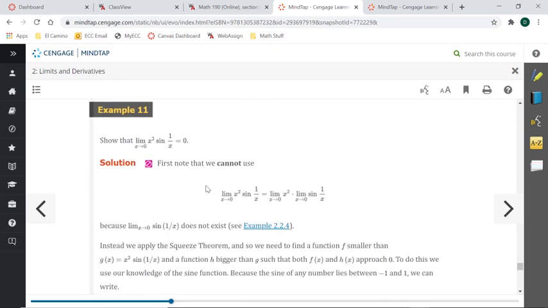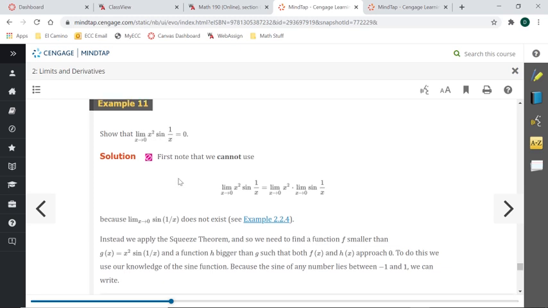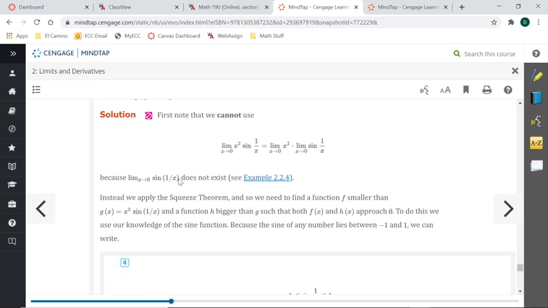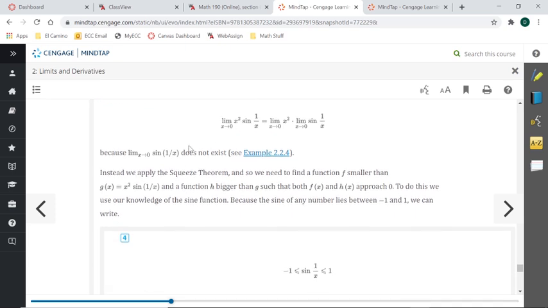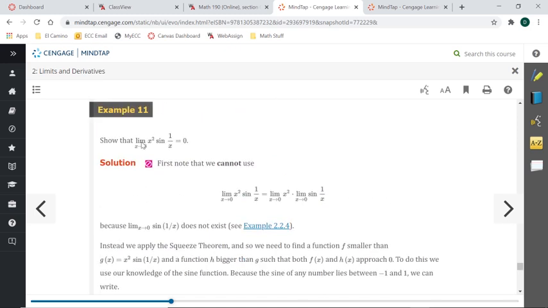So here's an example. The limit as x goes to 0 of x squared times the sine of 1 over x equals 0. In order to use the squeeze theorem here, we'll go back to this note in a moment on why we cannot write this as a product. To use the squeeze theorem, take note, the sine of anything, first off, 1 over x, right?